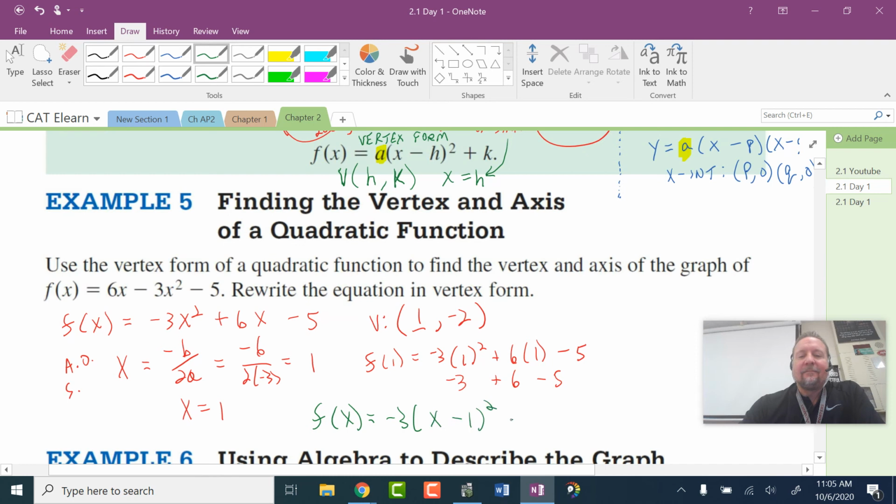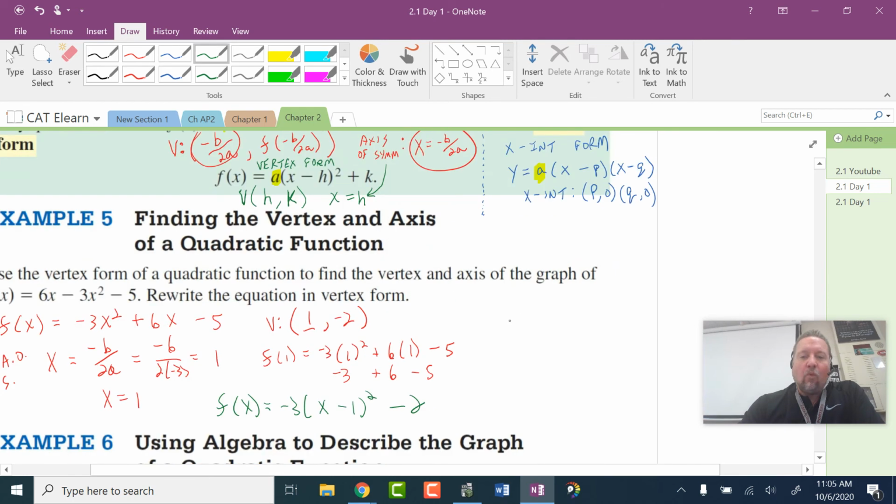Nice. Awesome. And then we know that the vertex is 1 comma 2. So if I were to snap a graph of this real quick, I'm going to give you some hints about what if they gave you a picture of a parabola and you had to come up with an equation, vice versa. Hopefully you can do that. 1 comma negative 2. This goes down because it's a negative 3 in front of there.